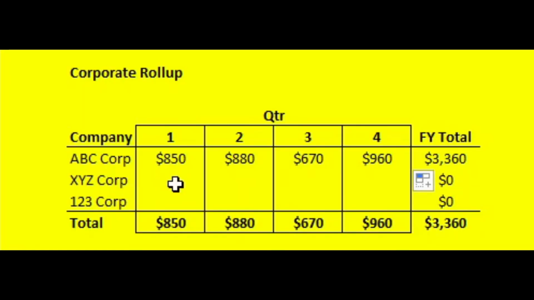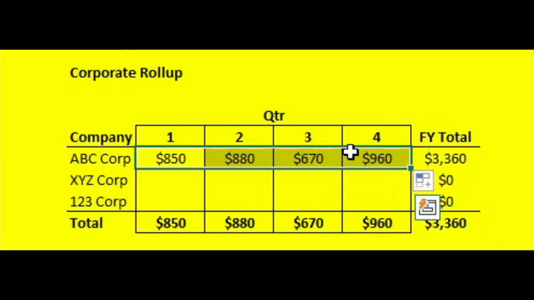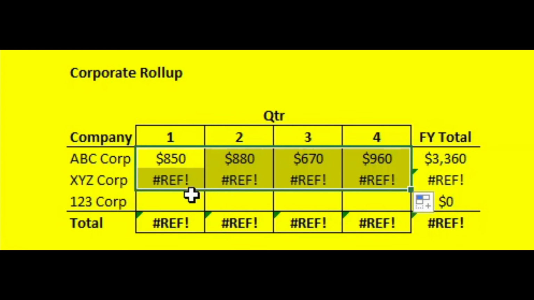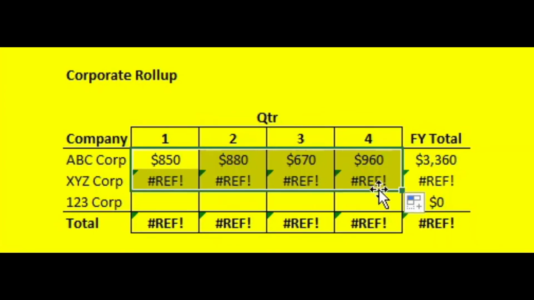But we still have to answer XYZ Corp and 123 Corp. So what we're going to do is highlight all this. And because we've locked down using F4 earlier, we can drag this down. But I'm only going to drag it down 1 to XYZ Corp. I'm not going to go to 123 Corp yet. And what you're going to see here is a reference error. And I'll show you why that reference error has occurred.